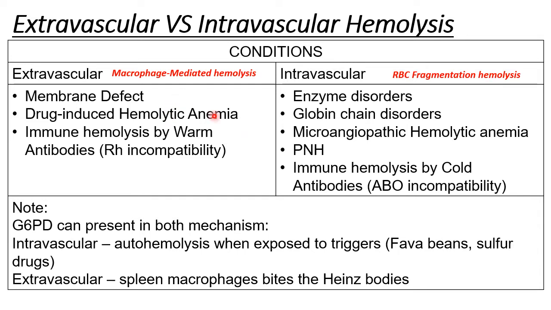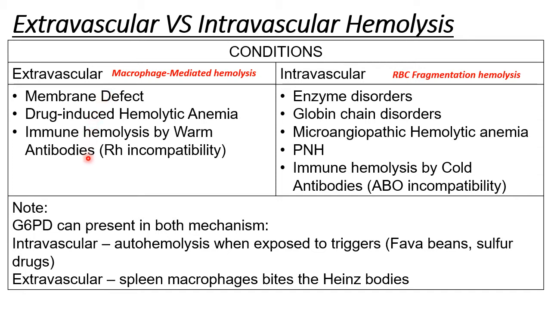Okay, balikan natin yung mga conditions under each classification. Extravascular, ibig sabihin ulit nito, nasa labas ng vessel yung hemolysis process. Ibig sabihin, most of the hemolysis can happen inside which organ? The spleen. Kasi ang spleen is the major organ for the destruction of old or damaged RBCs.